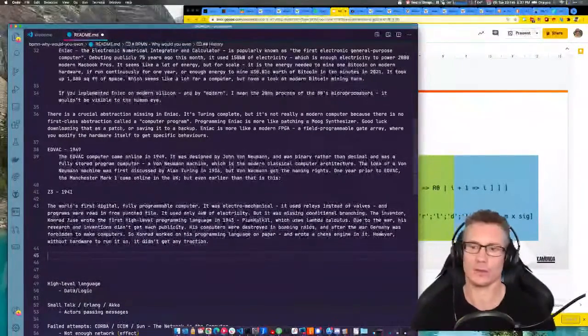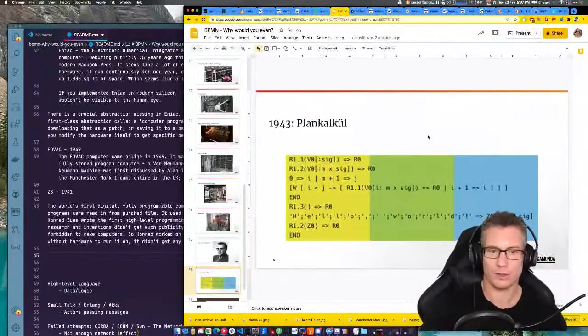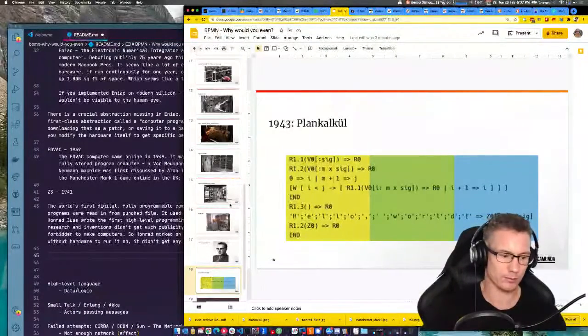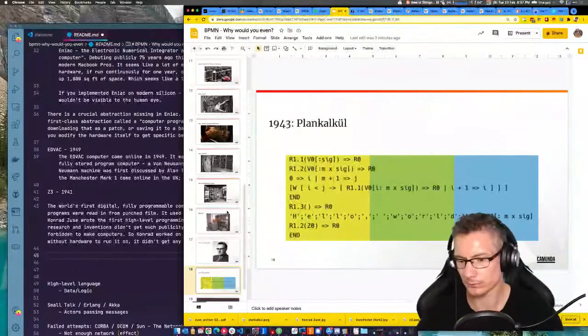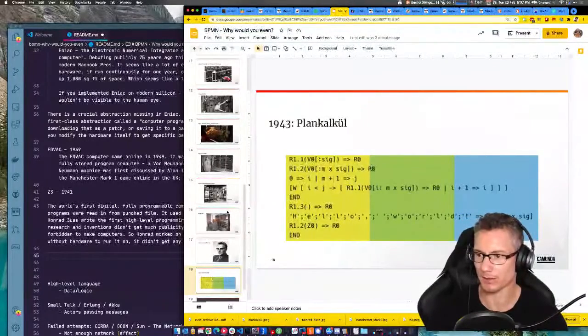Okay, so the first abstraction was like programming itself. You had to invent programming as something separate from hardware.